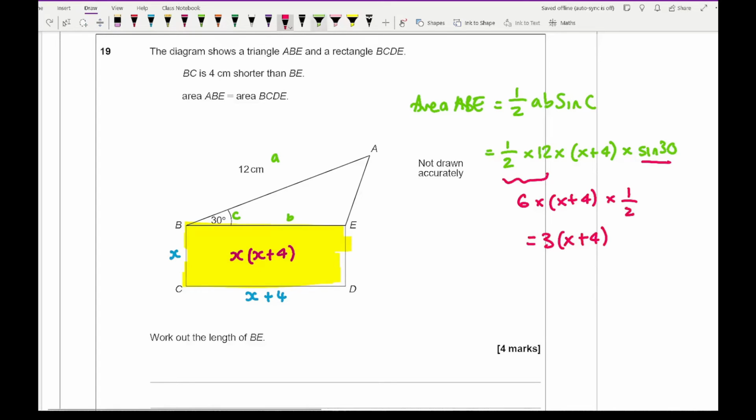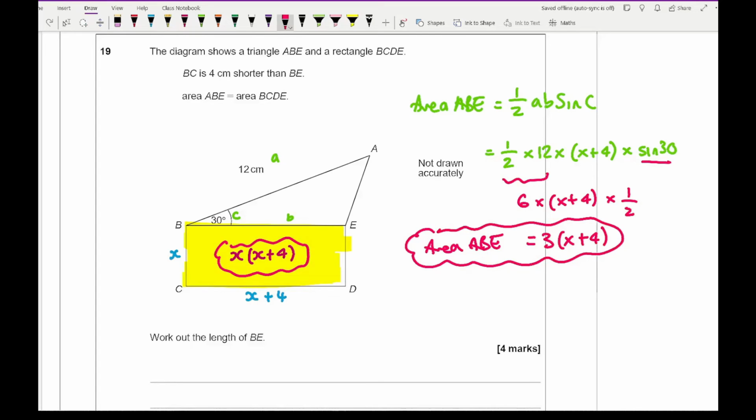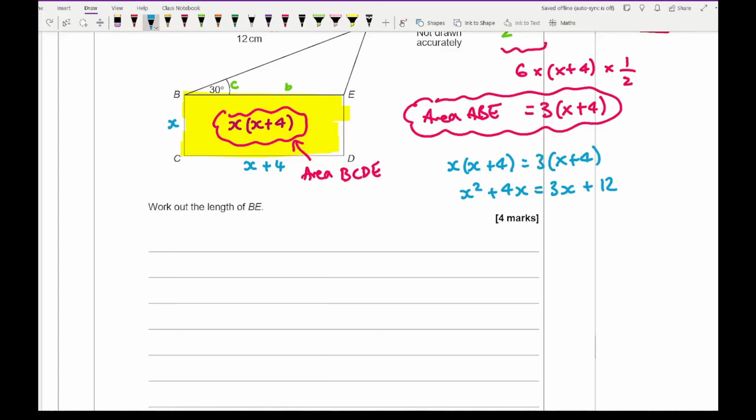Now it says that the two areas have got to be equal to each other. So let me just start by labeling this as the area of ABE, and this is the area of BCDE. So if I make those two things equal to each other, I end up with x times x plus 4 equals 3 times x plus 4. Then neatening all of this up by taking everything to one side, we end up with x squared plus x minus 12 equals 0.